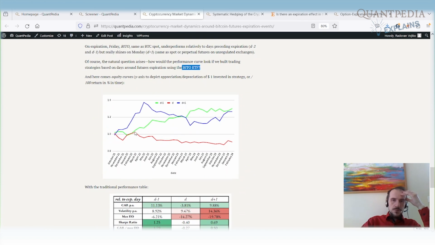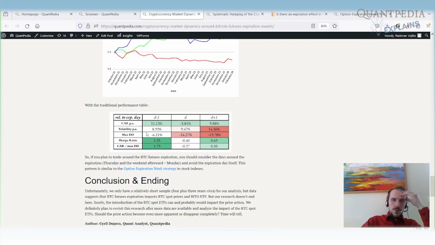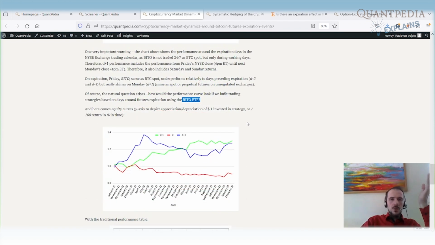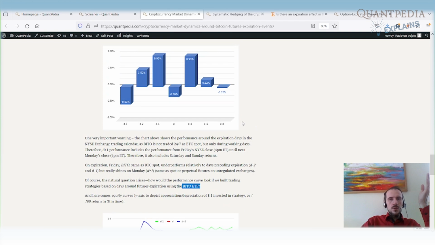When we plot the charts, here we have D plus 1, this is the blue curve, and D minus 1 is the green curve. The performance is around 10% with a Sharpe ratio of 0.69 or 1.25. I mean, when we combine both of these days together, we have around 20% performance, which is pretty nice when we understand that we are holding the BITO ETF only two days in a month. So we hold the BITO ETF only one day before the expiration, usually the Friday, and one day after expiration, usually the Monday, and we skip the expiration day.